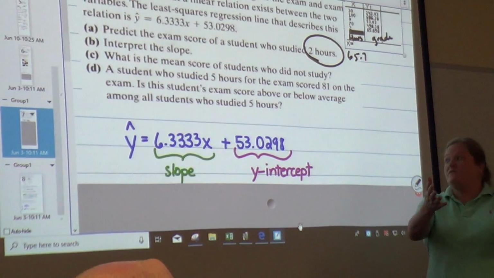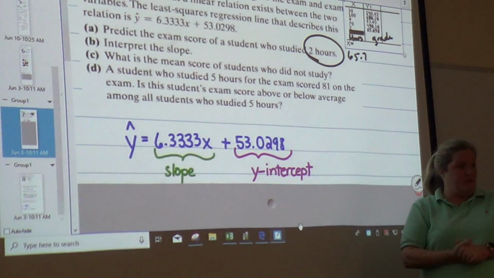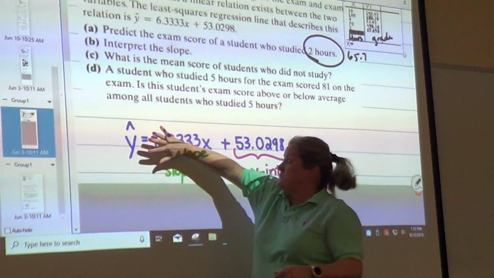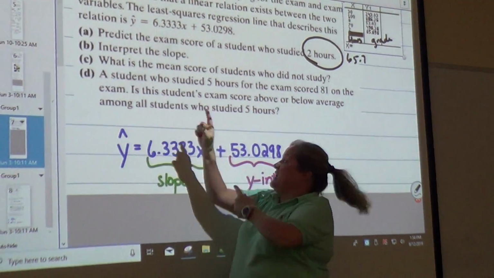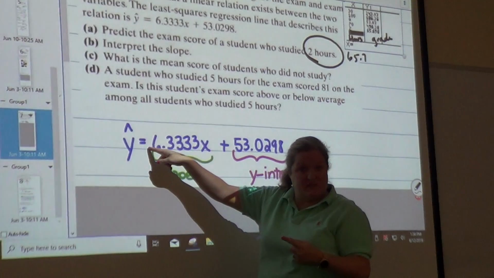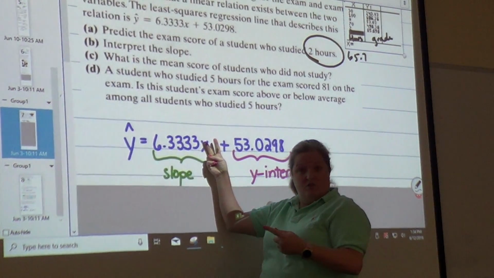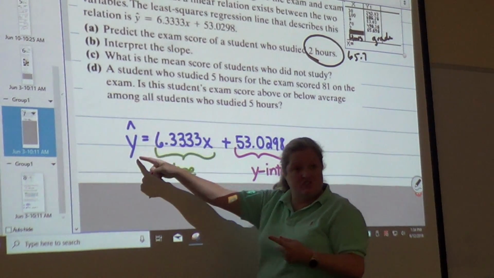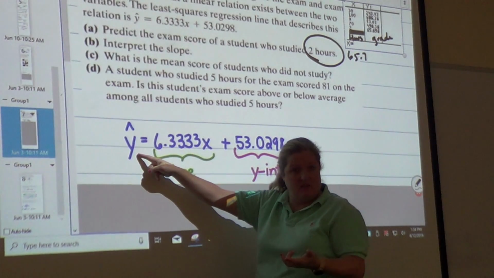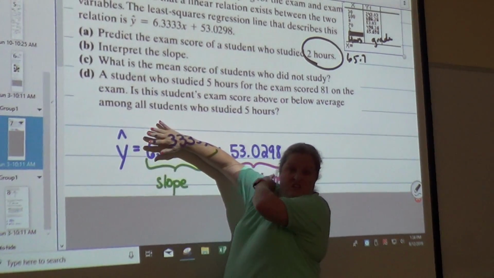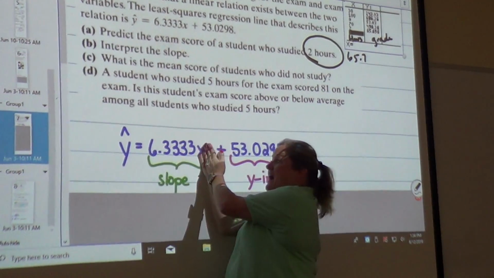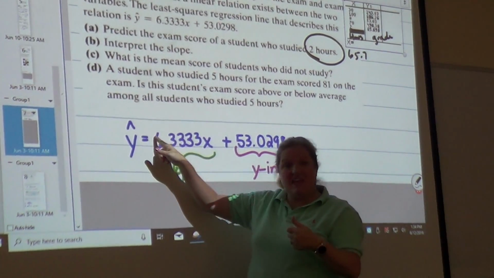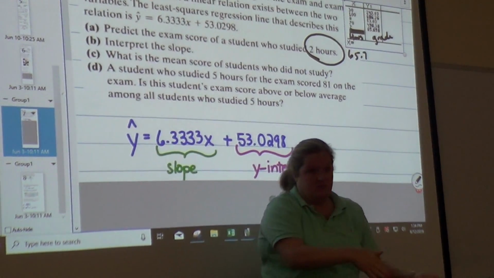Perfect. So if you don't study at all, what's your grade going to be? 53. So if your time is 0, your grade's going to be 53. If your time is 1, your grade's going to increase by 6 points. If your time is 2, your grade's going to increase by 12 points. So for every hour you study, your grade should increase 6 1/3 points, right? So if you don't study at all, you should expect to make a 53. But for every hour you study, your grade should increase a little over 6 points. If this was negative, your grade would go down. Make sense?